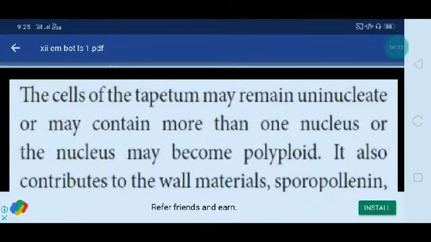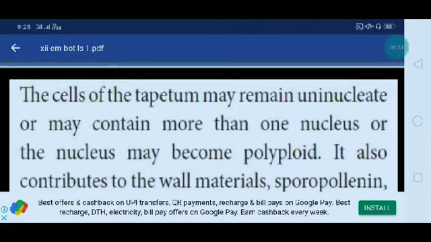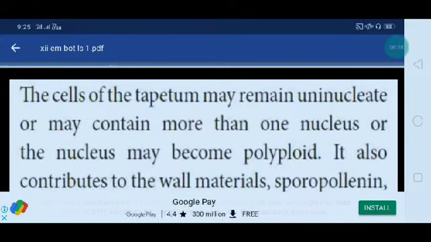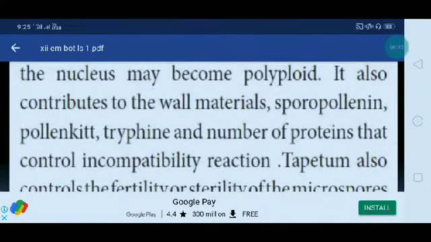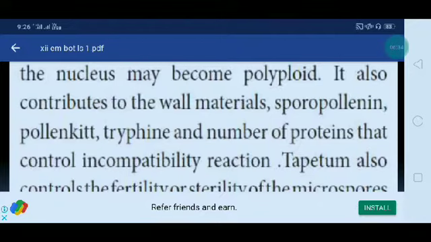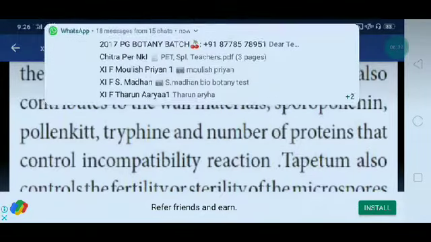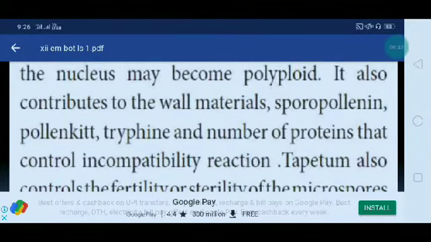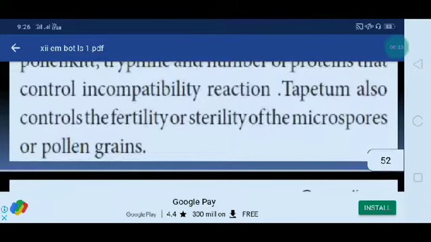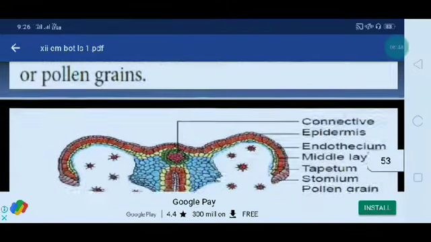The cells of the tapetum may remain uninucleate or may contain more than one nucleus, or the nucleus may become polyploid. It also contributes to wall materials, sporopollenin, pollen kit, trypsin and a number of proteins that control the incompatibility reaction. Tapetum also controls the fertility or sterility of microspores or pollen grains.